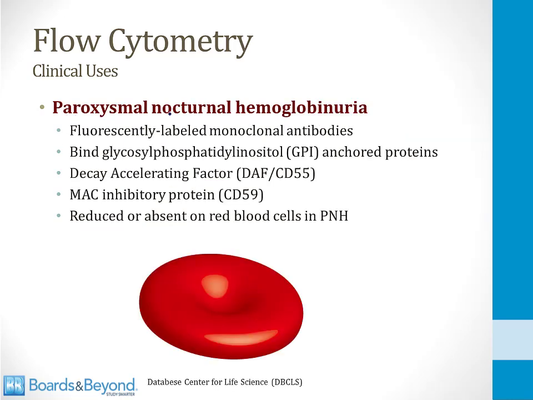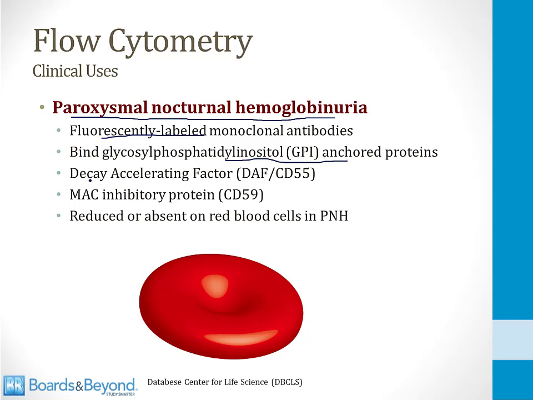Another clinical use of flow cytometry is in the diagnosis of the rare condition paroxysmal nocturnal hemoglobinuria. I discussed this condition in detail in the immunology video on complement because in this disorder, red blood cells inappropriately bind complement and lyse. But for our purposes here, know that you can diagnose it with flow cytometry by using fluorescently labeled monoclonal antibodies that bind to GPI-anchored proteins. These are the proteins that are deficient on the red cells of patients with PNH.